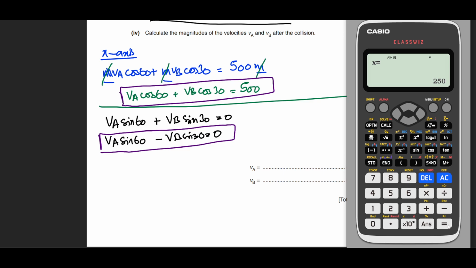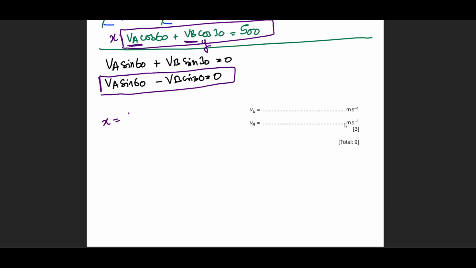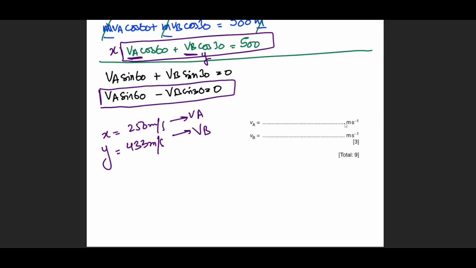One of them is 250 and the other one is 433. Now be advised that the variable that you put as first was VA, right? And the second one was VB. So this is basically the calculated x and this is basically the calculated y. So it tells you that the variable x was 250 meters per second and variable y was 433 meters per second, which means that this was actually in place of VA and this was in place of VB. So your answer will be 250, and for this one, this will be 430 because it's supposed to be taken as two significant numbers.